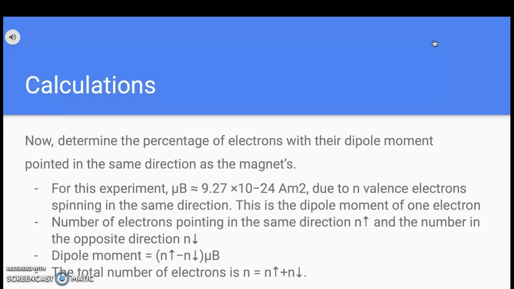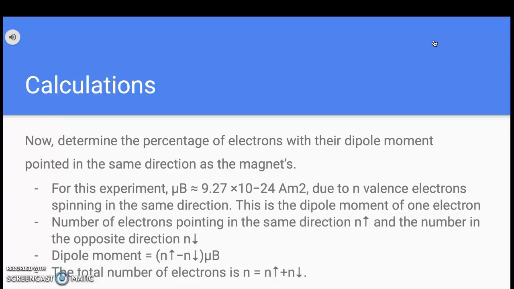3,472 amps. Okay, now that we've calculated our current, we're going to determine the percentage of the electrons with their dipole moment pointing in the same direction as the magnet's. For this experiment, we're going to assume this is about 9.27 times 10 to the negative 24 amp meters squared, and we're going to assume that there's only one valence electron per atom. This is going to be the dipole moment of one electron.